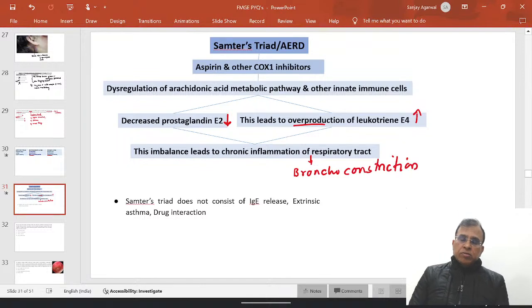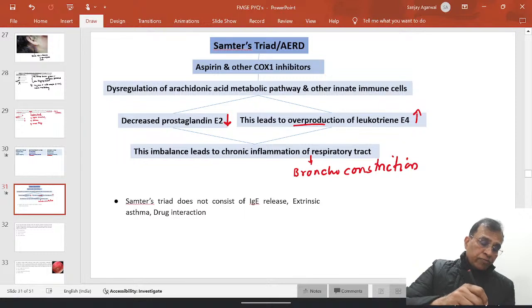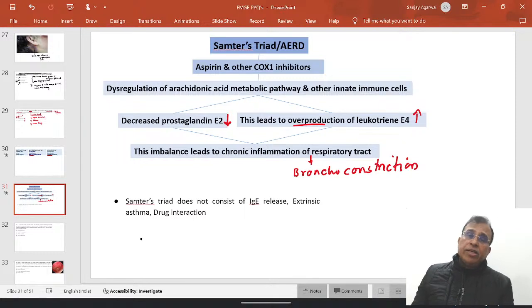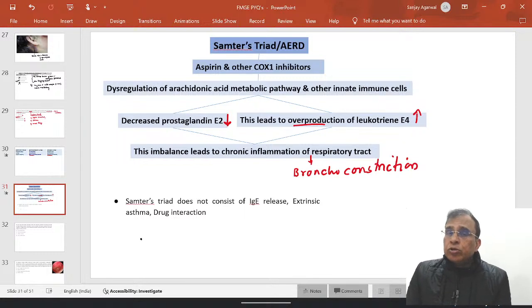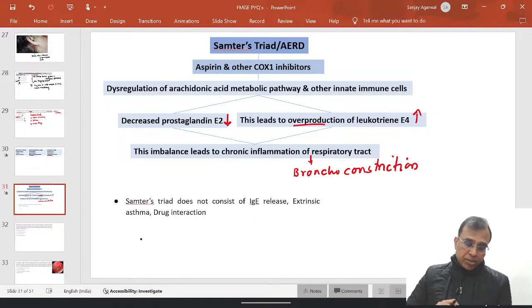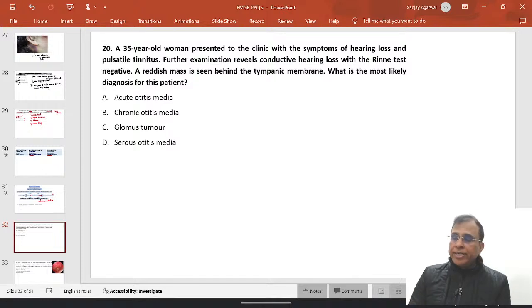Okay, so these are the points about Samter's triad that you have to know. I've given you additional information about Samter's triad because recently they've been asking questions from this particular syndrome very commonly. So these are the additional points that you should know about this particular disease. Okay, nice. So let's go to the next question, which is question number 20.